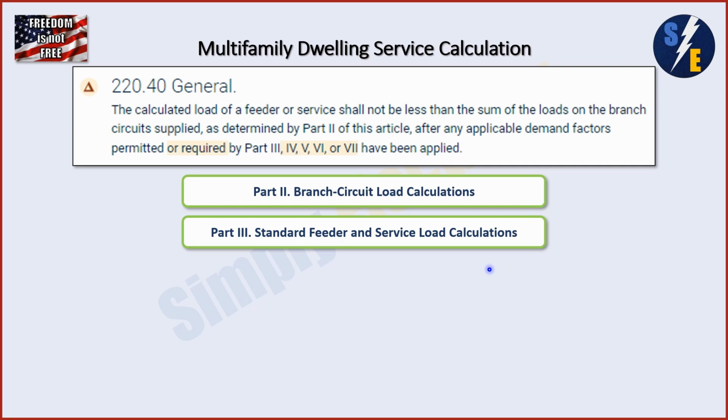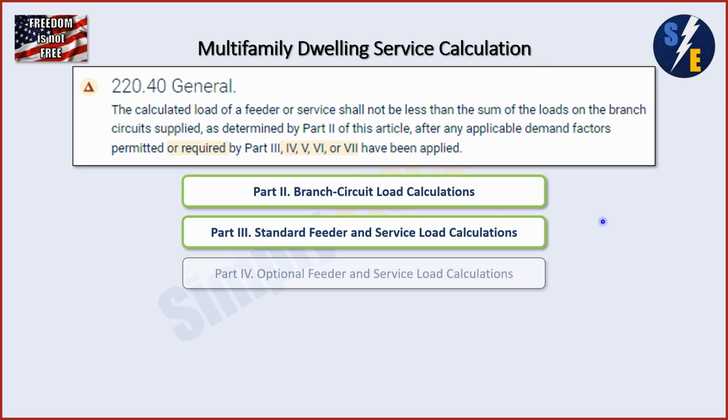So they know that. So they give us these demand factors in Part 3 that will apply to our branch circuit loads from Part 2. And so that's kind of how this is arranged. So remember, up here it says the calculated load of the feeder or service should not be less than the sum of the branch circuit loads from Part 2. But that's after these demand factors are applied. Okay, so that's Part 2 and 3.